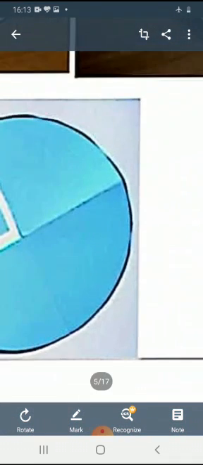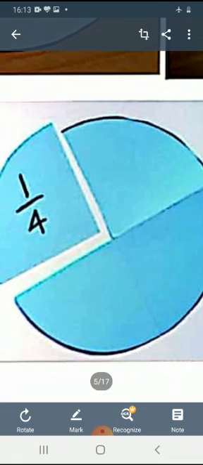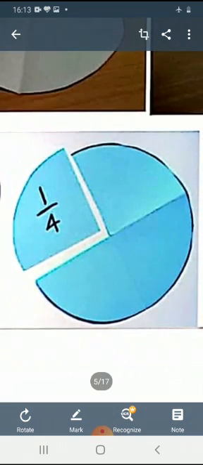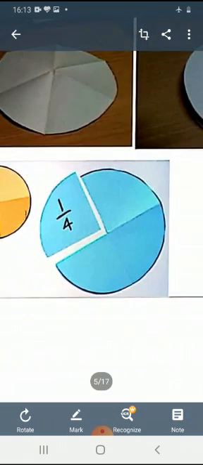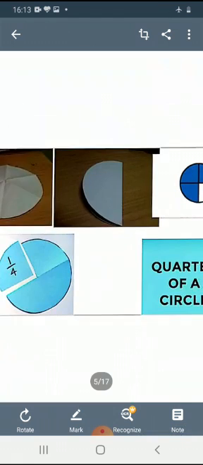Now observe how many parts you'll get for a circle. One part we will say has 1/4. With the paper cutting we made the circle into parts, and one part we are making into 1/4, and the other part with the 1/4 part of a circle. Is it clear, children?